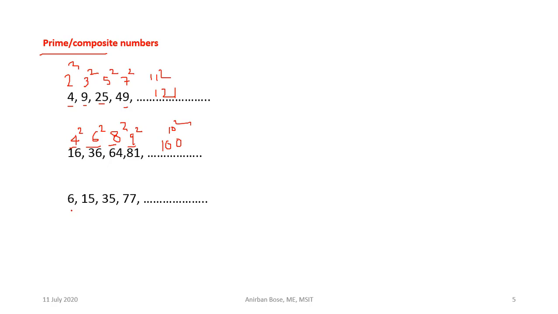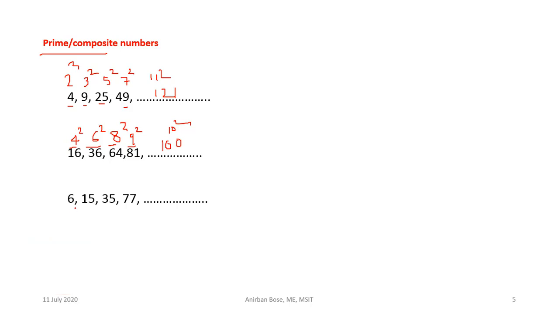Now see this problem: 6, 15, 35, 77. So 6, 15, the difference is 9. 15, 35, that is 20. 35, 77, what is that? 42. So if you look at these numbers 9, 20, 42, you are not getting any, really speaking, any relationship. So what you have to do is think in a different way.